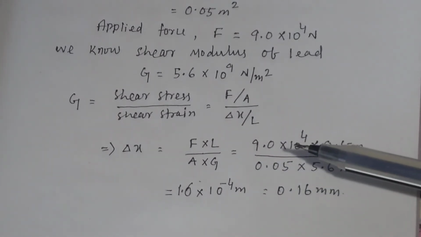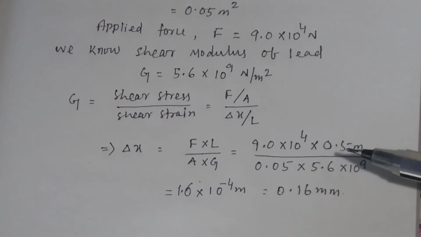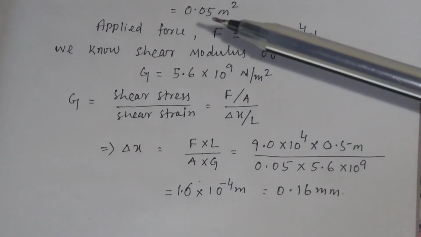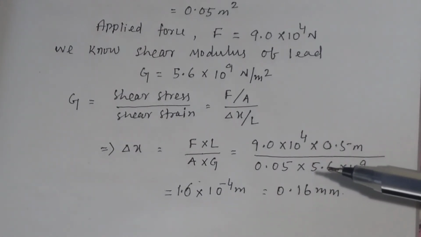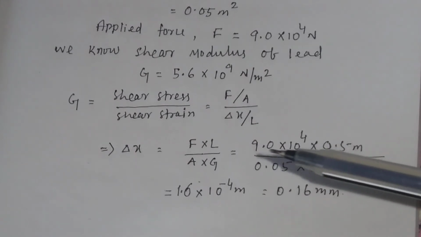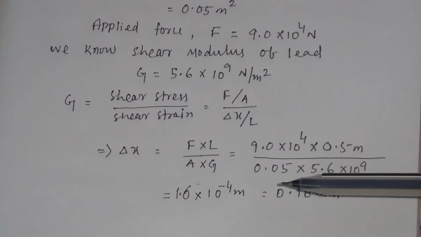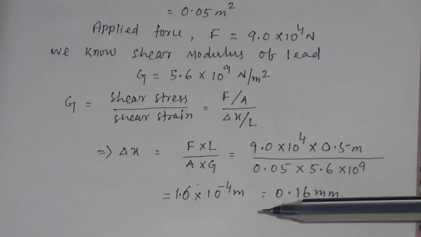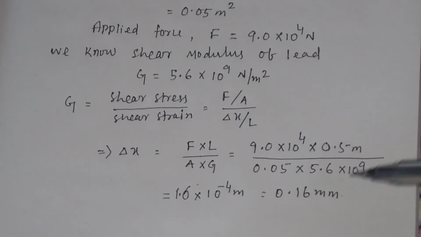So force is given 9 into 10 to the power 4 Newton. The length of the lead plate is equal to 0.5 meter. The area we have calculated is 0.05 meter square, and the shear modulus for lead is 5.6 into 10 to the power 9 Newton per meter square. So if you calculate it, then you can find out delta x, that is, the upper edge of the square lead slab will be shifted by an amount 0.16 millimeter.